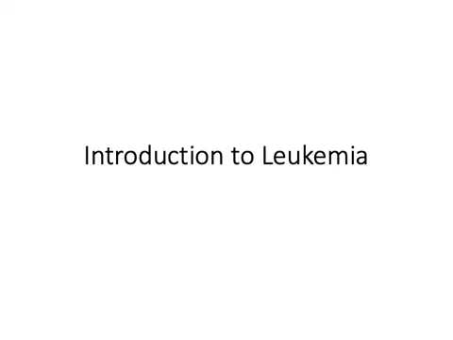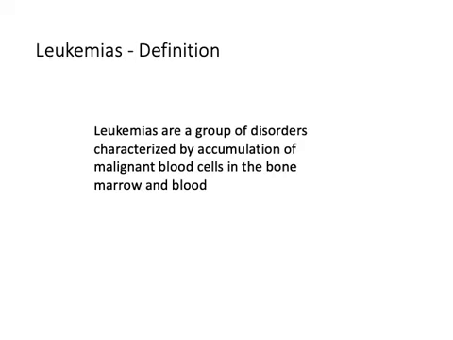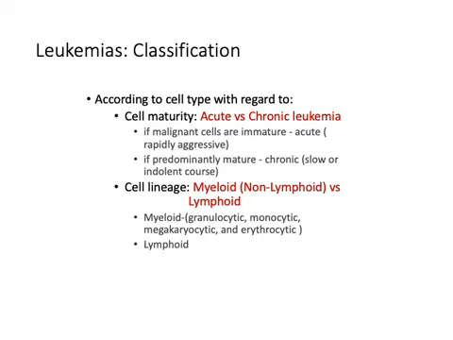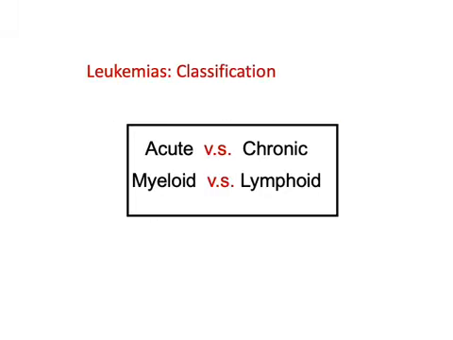Now let us go over to the leukemias. The leukemias are a group of disorders characterized by accumulation of malignant blood cells in the bone marrow and the blood. And according to cell type, this may be myeloid or lymphoid. And according to cell maturation, it may be acute or chronic. So we could classify the leukemias as either acute myeloid or acute lymphoid leukemias, chronic myeloid or chronic lymphoid leukemias.